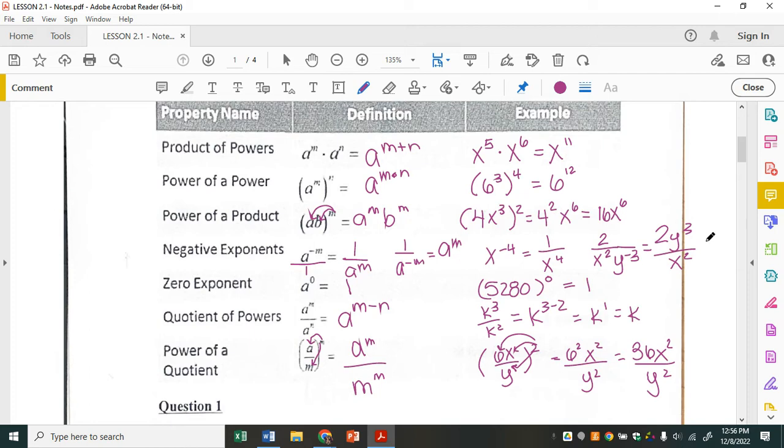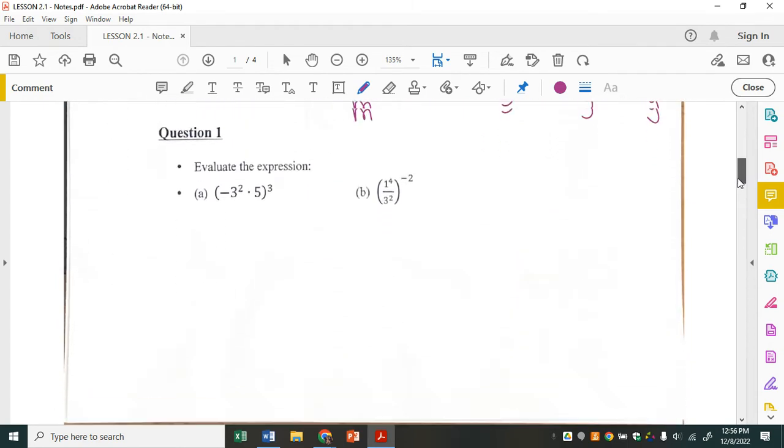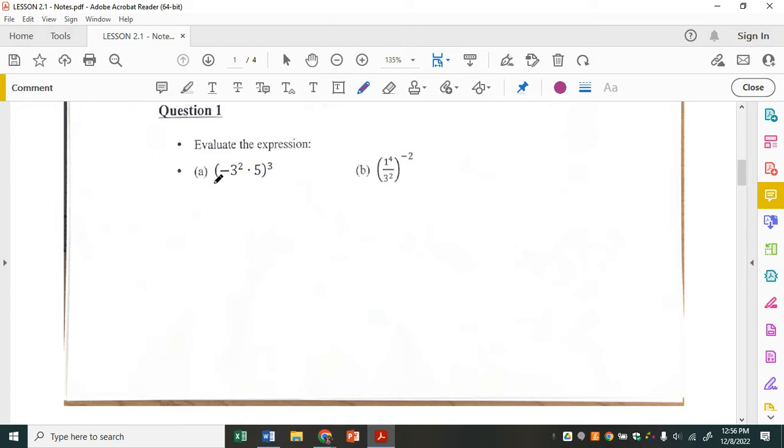Questions? No. We're just going to practice applying these properties. Practice simplifying exponential expressions, just trying to get things into their simplest form. Okay? Am I okay to move down? Okay, so on question 1, it says evaluate the expression. Letter A, you have negative 3 squared times 5 to the third power. I absolutely cannot multiply the -3 times 5 and then apply the exponent. They are two different bases.